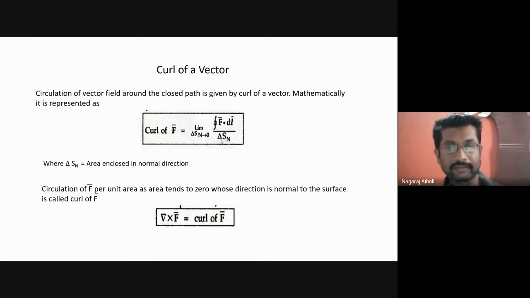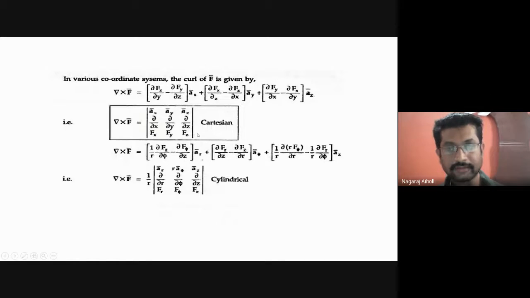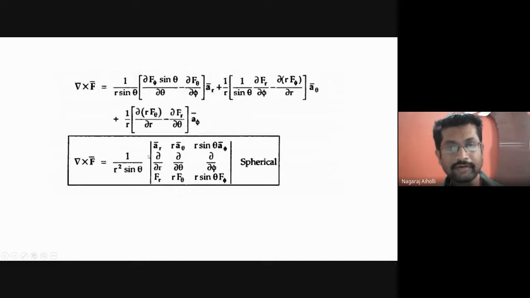The curl of f bar is given by the limit of the closed line integral of f bar dot dl bar divided by the normal surface area Sn, as the surface area tends to 0. That is del cross f bar, the curl of f bar. Then in other coordinate systems, we have del cross f bar expressed in determinant form. Then del cross f bar in cylindrical, and finally del cross f bar in the spherical system.